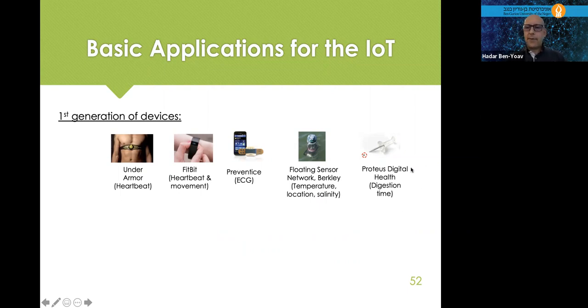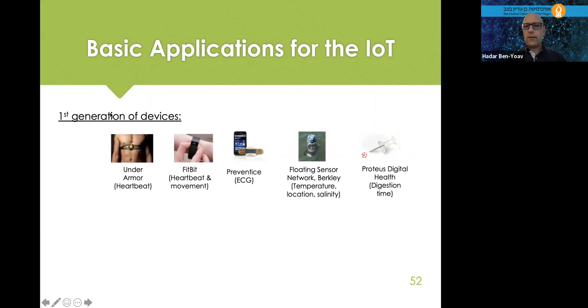A very nice example was the Proteus Digital Health. It's a small pill that the person takes with a digestible sensor, that whenever it is digested in our stomach, it automatically sends a pulse outside and tells the person or the physician that the medication was digested, kind of to monitor people that are taking their medication.